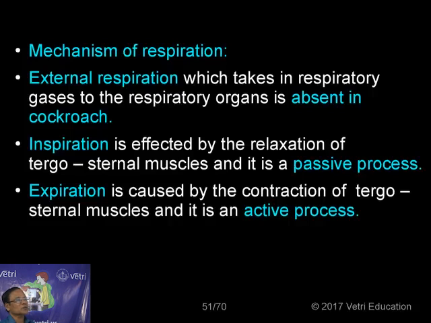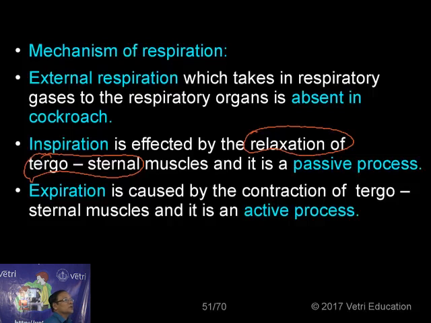It is because of muscles called tergosternal muscles. These are muscles connecting the tergum plate, the dorsal plate, and the sternum plate, the ventral plate, and that muscle is called the tergosternal muscle. During inspiration, what is happening? The relaxation of these muscles is taking place. The muscles undergo relaxation. No energy is being spent, hence it is called a passive process. It is in contrast to human beings. In human beings, normally, inspiration is an active process. But here it is a passive process, no energy is being spent. So it is brought about by the relaxation of tergosternal muscles.